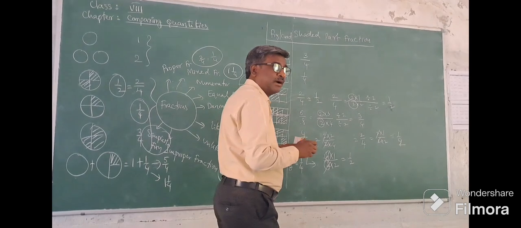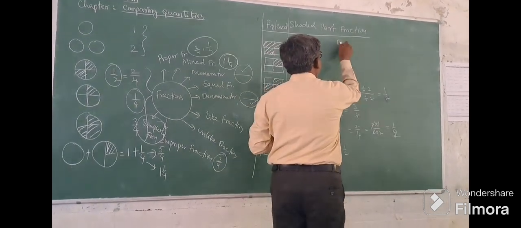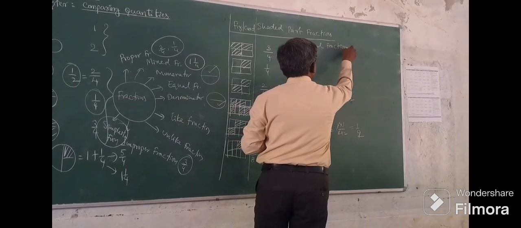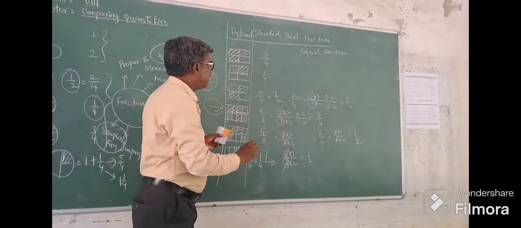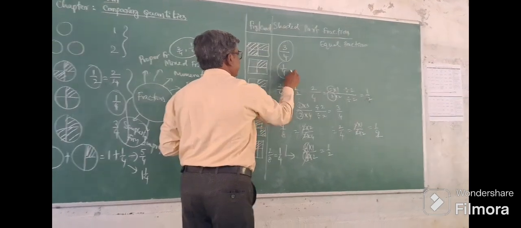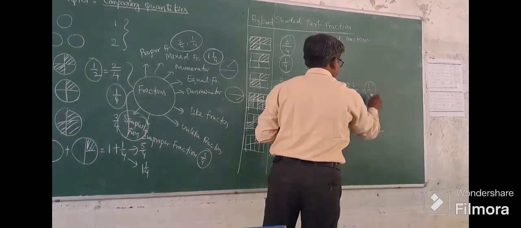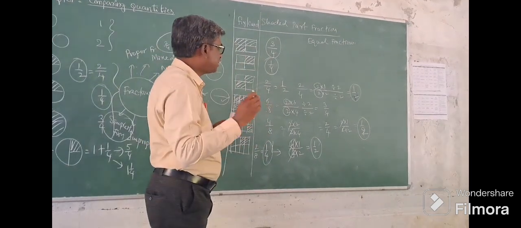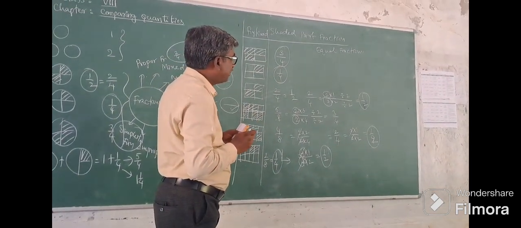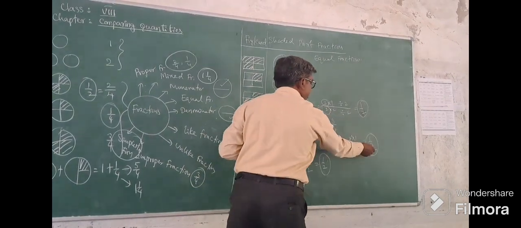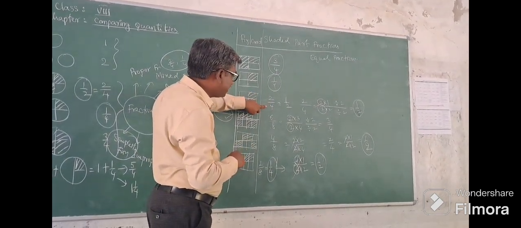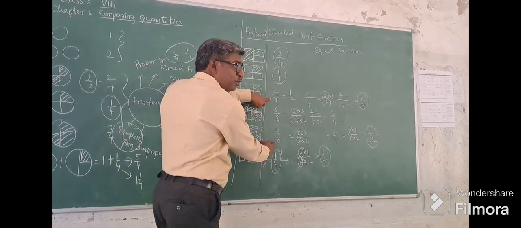Now I am asking about equal fractions. So what are equal fractions? Here we have fractions 3 by 4, 1 by 4, 1 by 2, 1 by 2, 1 by 2, 1 by 4. Now you just observe that. 1 by 2, 1 by 2 are equal. At the beginning 1 by 2 is here, 2 by 4 and here 4 by 8.